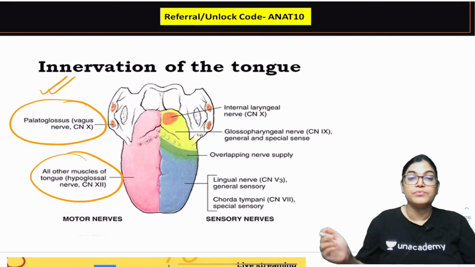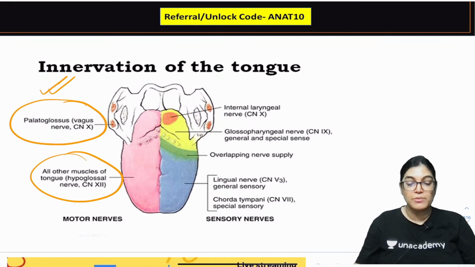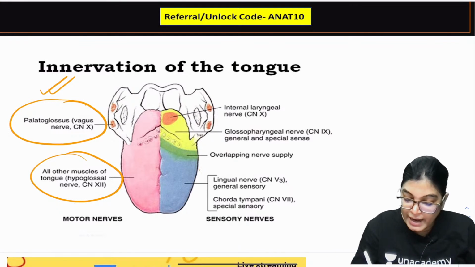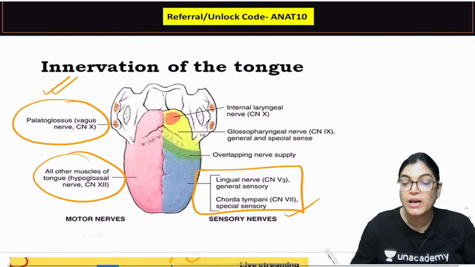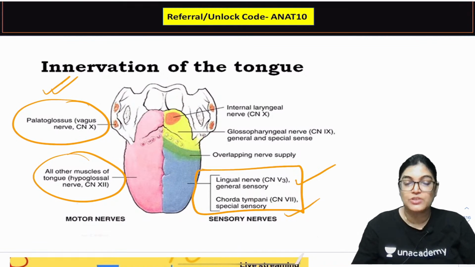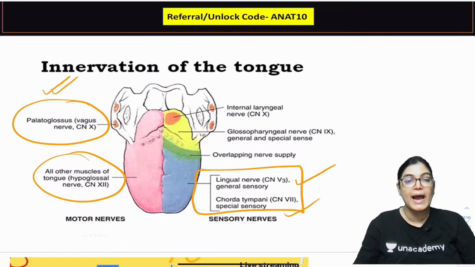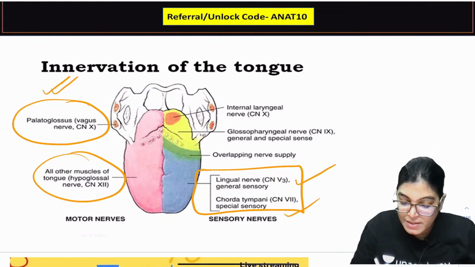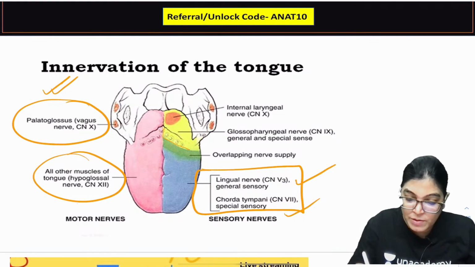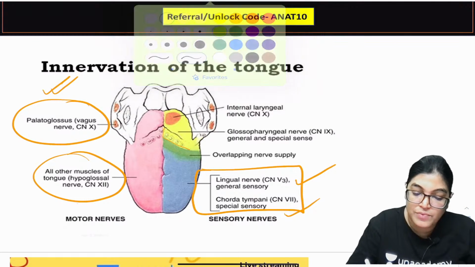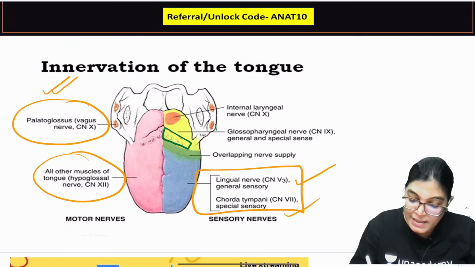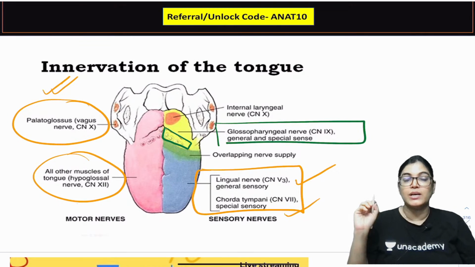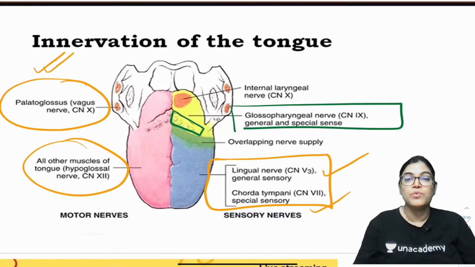All the muscles of the tongue are innervated by the hypoglossal nerve. In the anterior part, taste sensation is by the chorda tympani nerve, and general sensory innervation is by the lingual nerve. But my dear students, if you look at the circumvallate papilla, this is its location, and you can see it is getting innervation from the glossopharyngeal nerve, both special sensory and general sensory. Why?